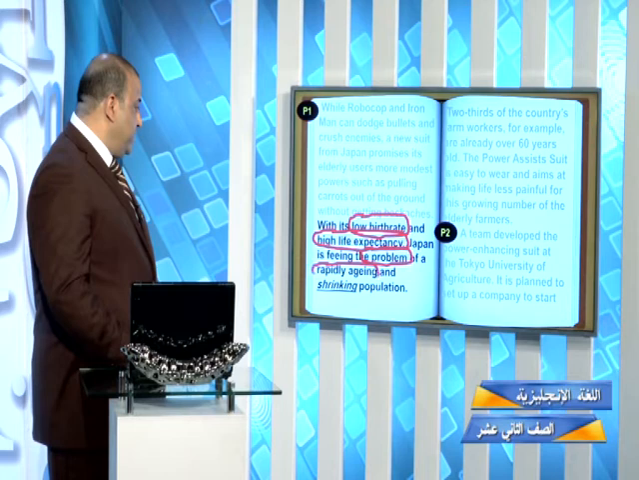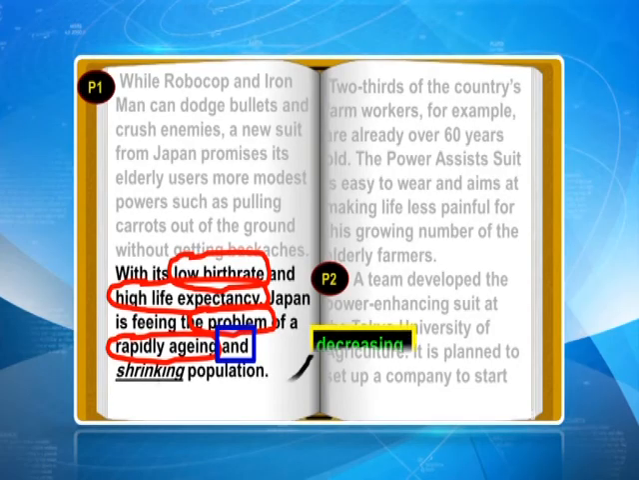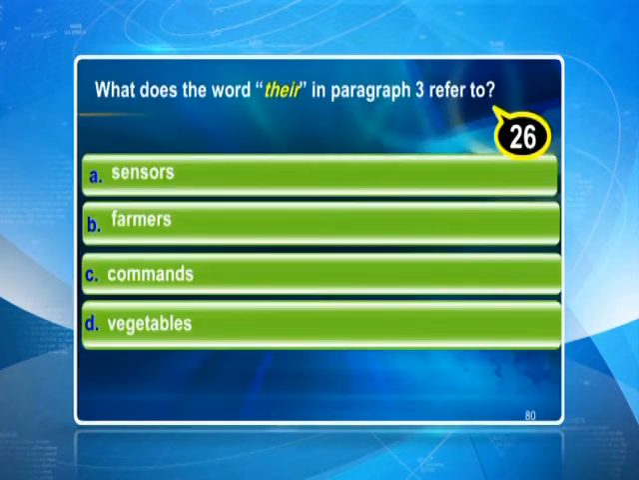So shrinking here means decreasing. Okay? Why? Because we have 4 different problems that the Japanese society is suffering from. Let's move now to the following question.